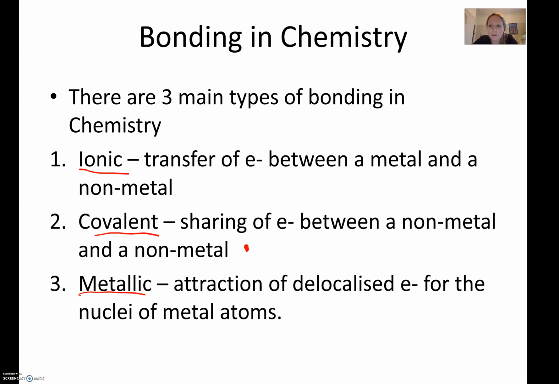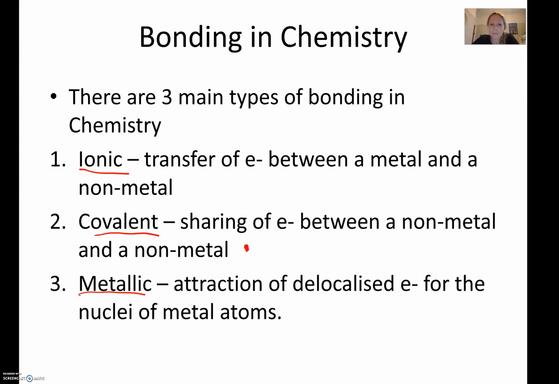The third type is metallic bonding. You may not have done a lot on metallic bonding actually, but we will be doing a lot later on in the topic. Metallic bonding is between the metal cations and the delocalized electrons, and the electrostatic attraction there is between the positive nuclei of those metal atoms or cations and those delocalized negative electrons.